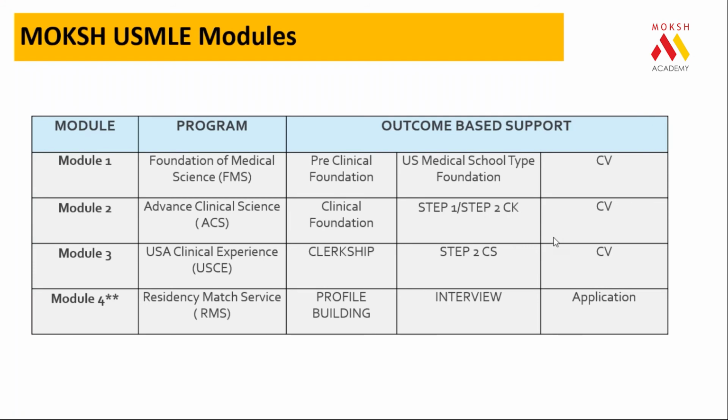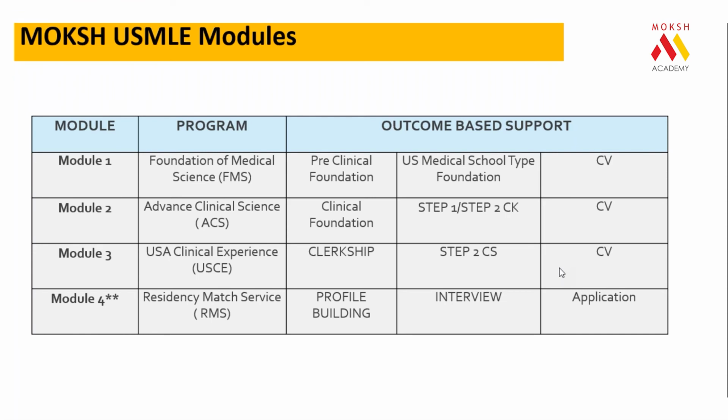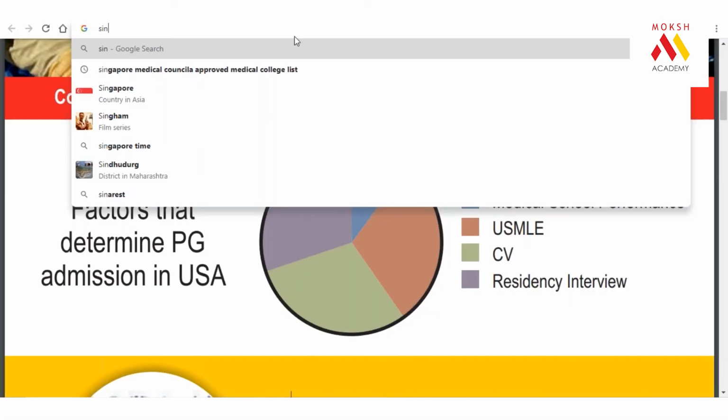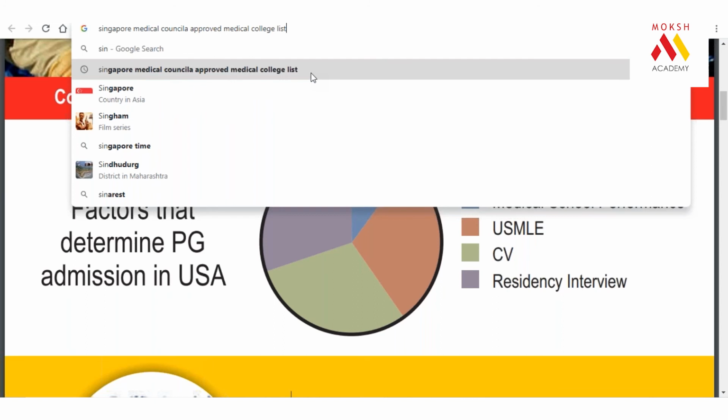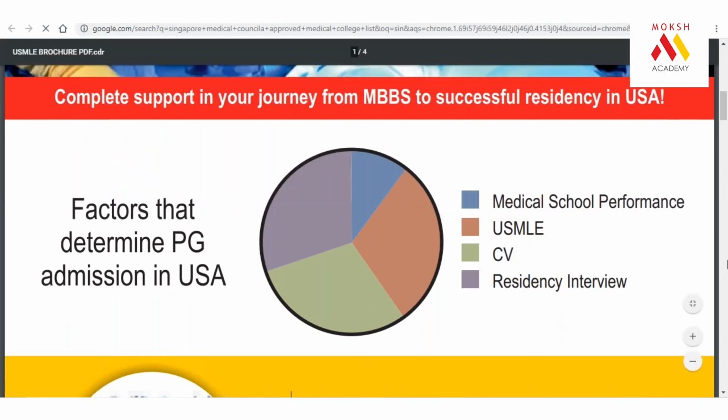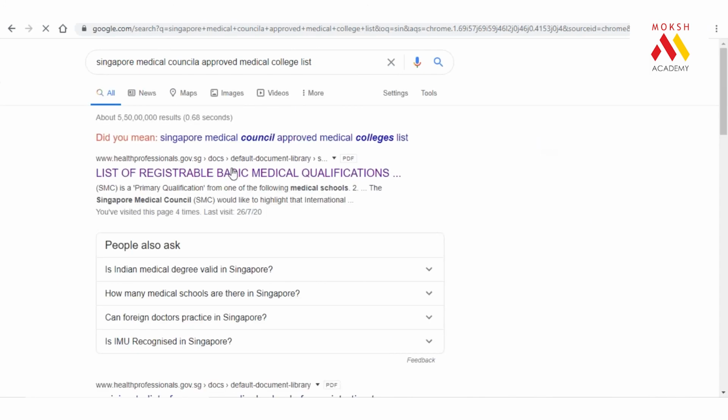Oh, this is an interesting question. What about Singapore? Let's discuss this. Okay, let me talk about Singapore. That's a good question. Singapore has their own approved medical college list. So colleges from India which the medical council approves, and only students from these can either do or think about PG or settle there.